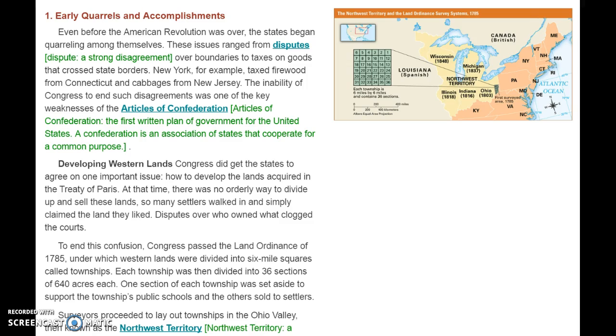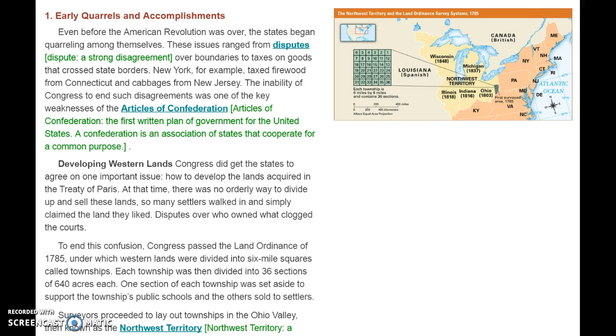Developing Western lands. Congress did get the states to agree on one important issue: how to develop the lands acquired in the Treaty of Paris. At that time, there was no orderly way to divide up and sell these lands. So many settlers walked in and simply claimed the land they liked. Disputes over who owned what clogged the courts.